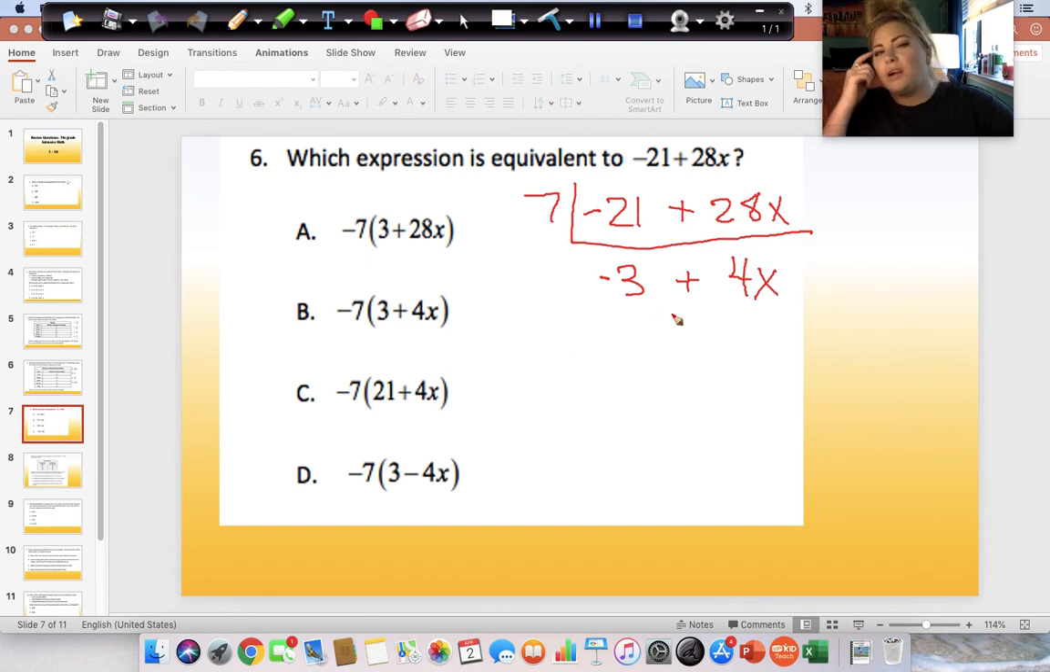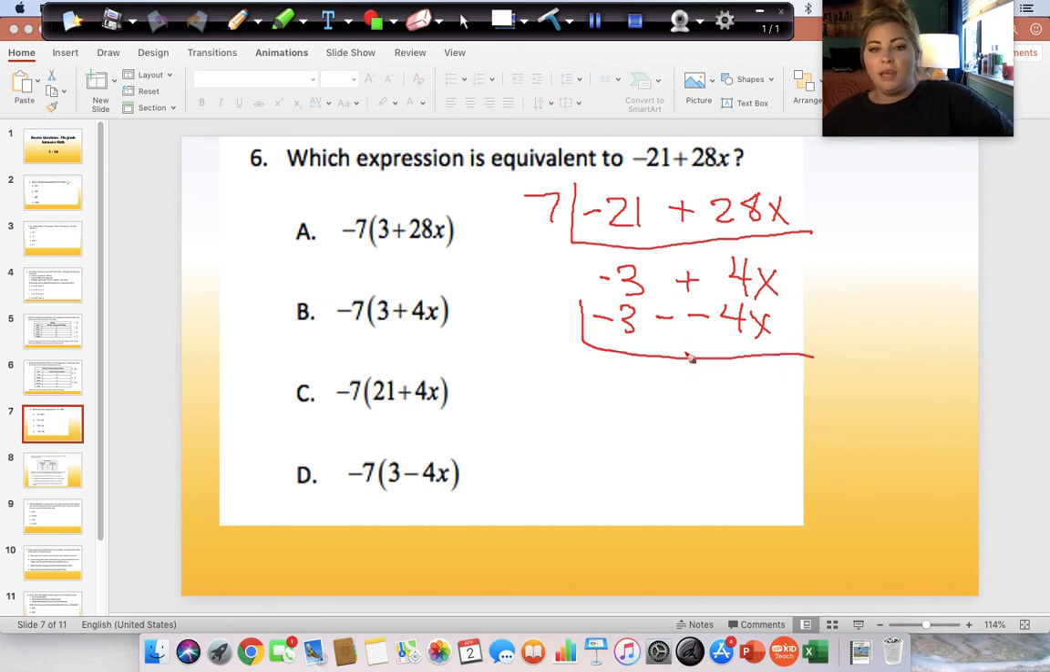Now, we think to ourselves, 3 and 4 don't have anything in common, but this plus sign actually breaks down into subtracting a negative. Minusing a negative is the same thing as adding, okay? And so when we do that, we'll bring down our negative 3 and our 4x, and now they do have something in common. They both have a negative 1 in common. No, you cannot see the negative 1, but because there is a negative sign in front of both of the numbers, they do have that in common, and that could come out.